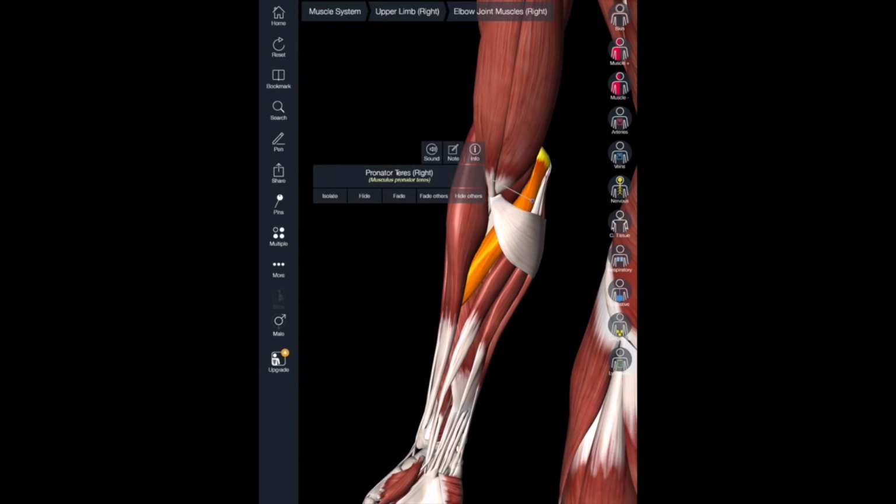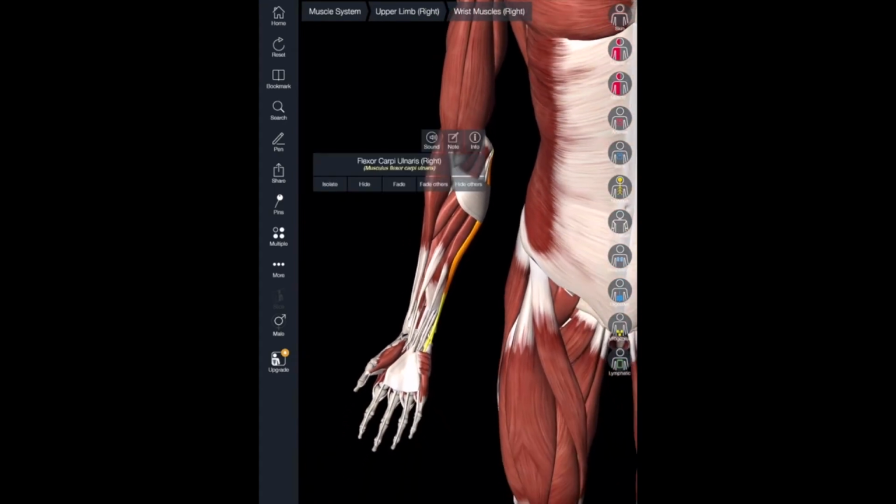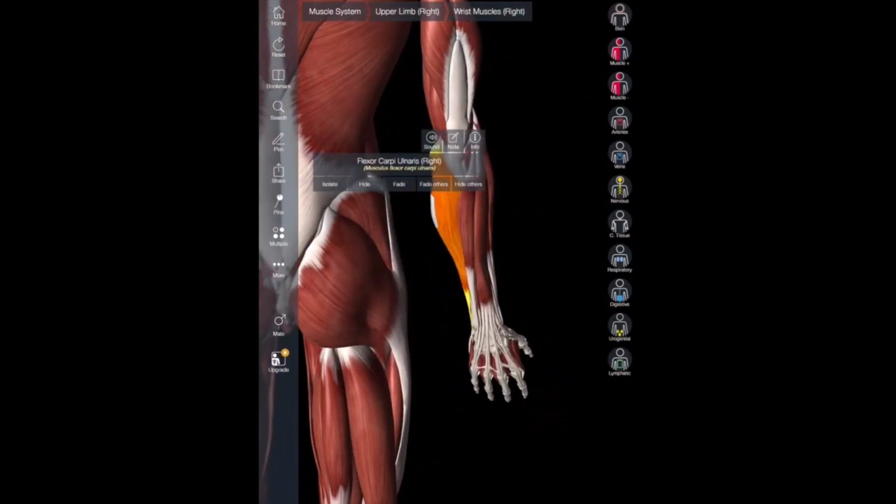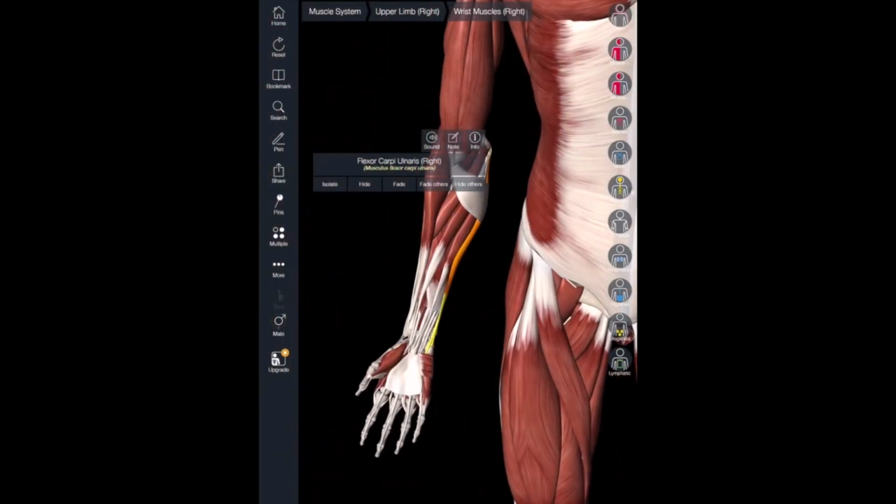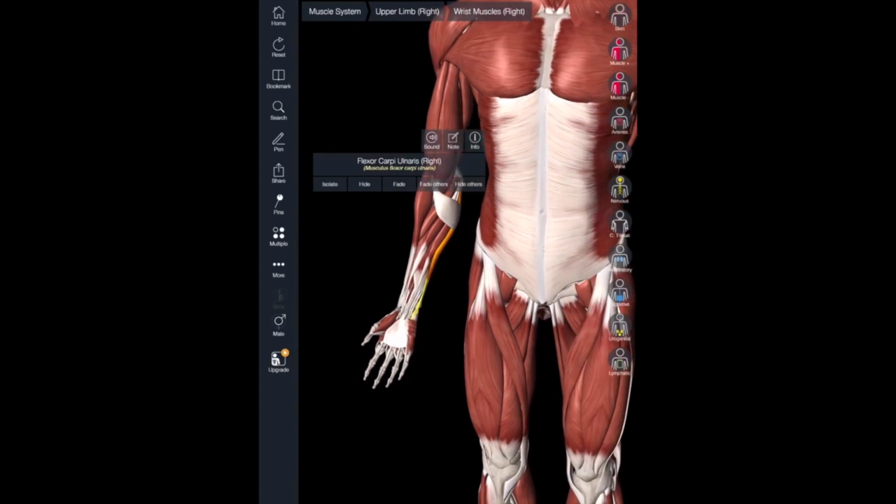In here we have pronator teres that pronates the forearm. We have flexor carpi radialis. We have palmaris longus. We already looked at this one, flexor carpi ulnaris. I'm not going to ask you intrinsic muscles of the hand, and I don't think I'm going to ask you deep muscles of the forearm.